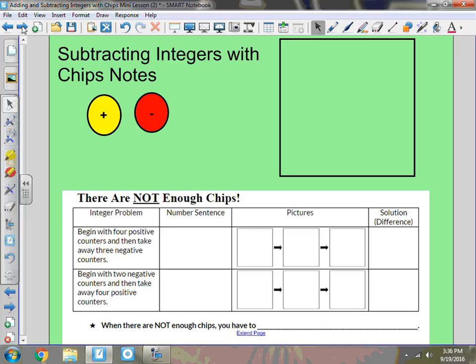Our first one here says begin with 4 positive counters, and then we are taking away 3 negative. So I'm going to write my number sentence. That's a +4 minus a -3. Again, I'm going to use those parentheses to keep it clear. Let's draw the beginning of our party. We start out with those 4 positives.